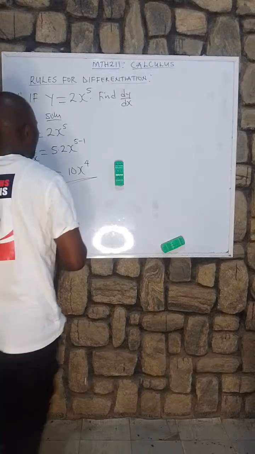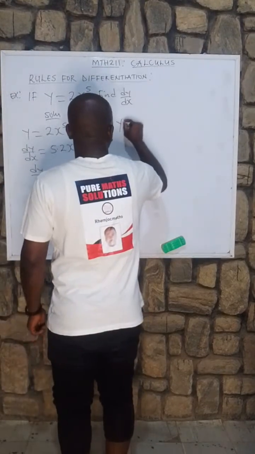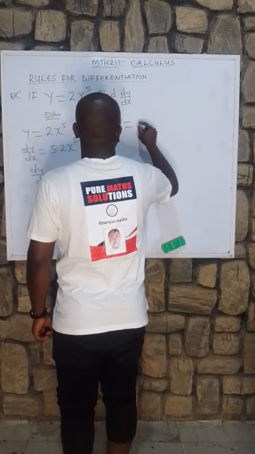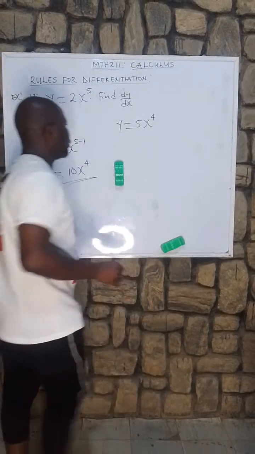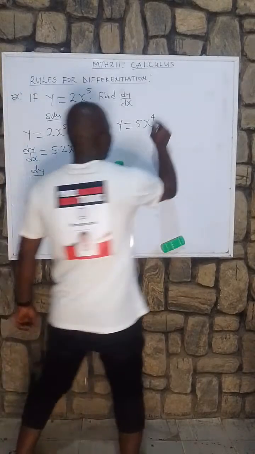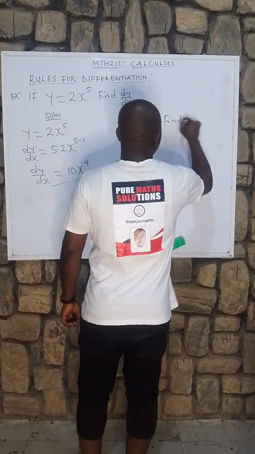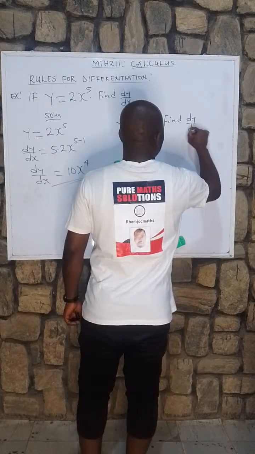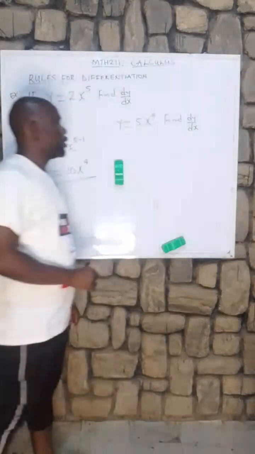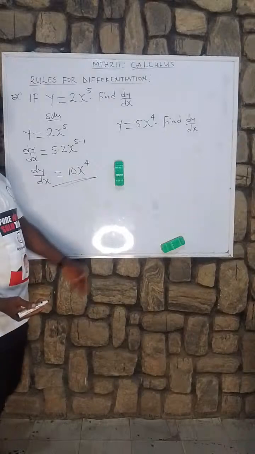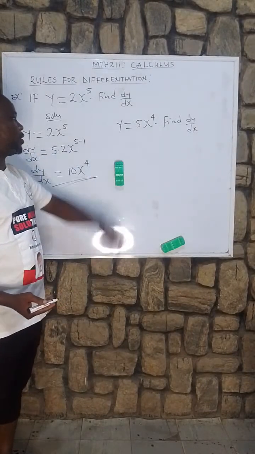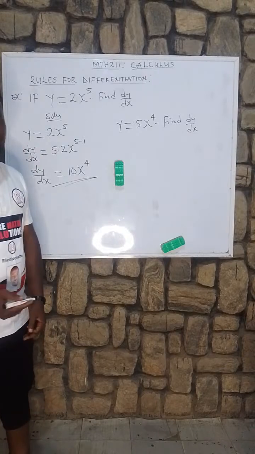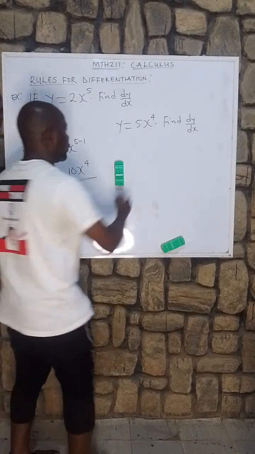Assuming we have y equals 5x raised to the power of 4, then they ask you to find dy over dx. You don't need the prophet to tell you. You can tell somebody that the answer is dy over dx is equal to 20x raised to the power of 3. True or false? You don't need to solve.